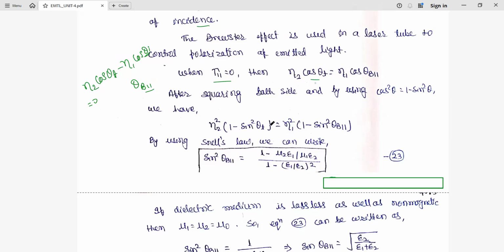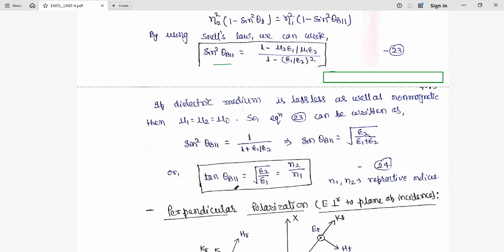So after this rearrangement, we are able to find sine square theta b parallel. This expression is 1 minus mu 2 epsilon 1 divided by mu 1 epsilon 2, divided by 1 minus epsilon 1 divided by epsilon 2 square. Now in equation 23, we are going to apply some conditions so that we can simplify this further.